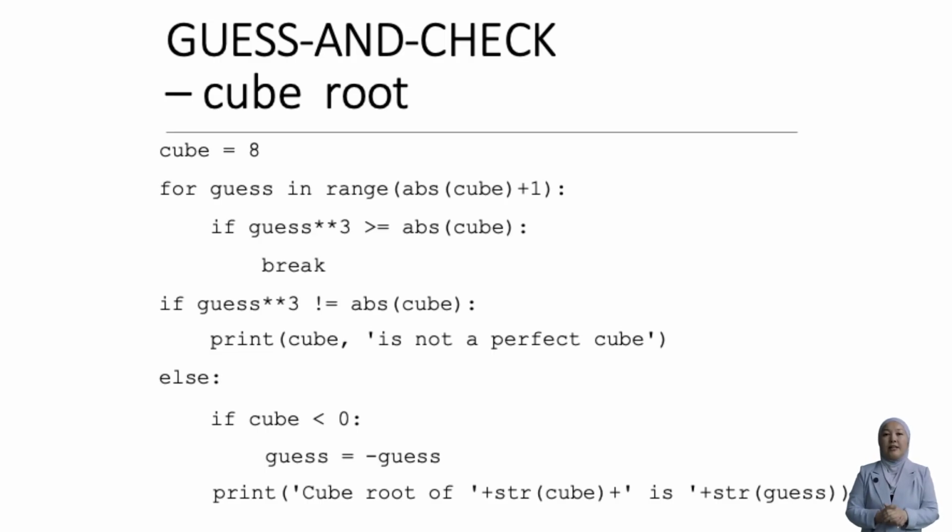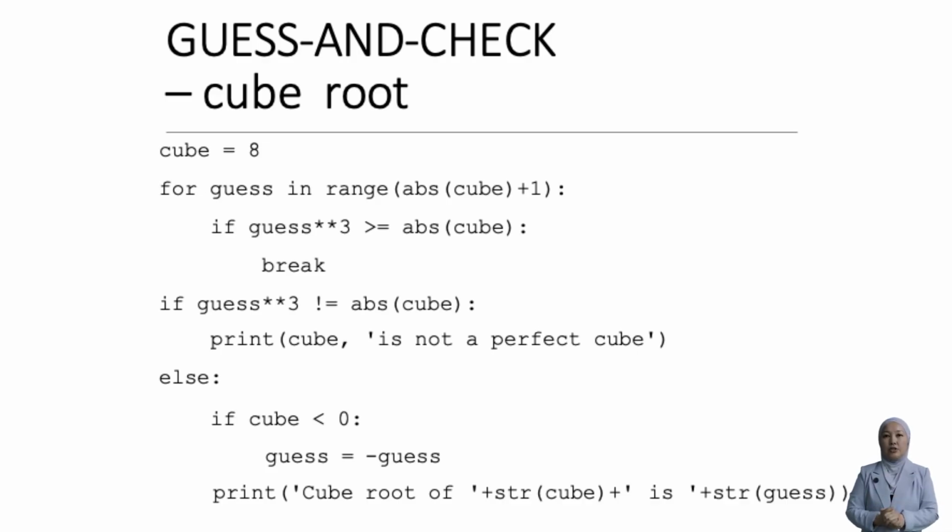This version handles negatives and non-perfect cubes. The first clever move: we work with abs(cube), the absolute value. We iterate for guess in range(abs(cube) + 1). The second key insight: we can stop early. If guess**3 >= abs(cube), break. Once the cube of our guess meets or exceeds the target magnitude, further guesses are pointless. The loop ends. Now after the loop, we must diagnose why it ended.